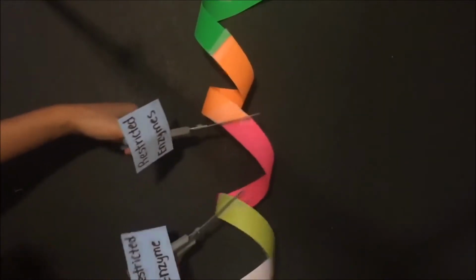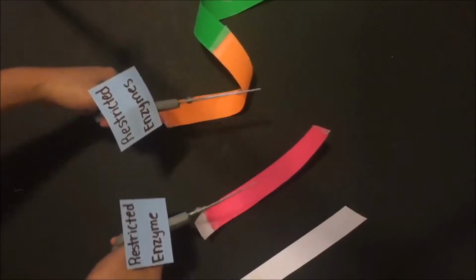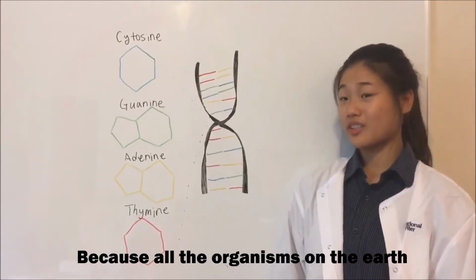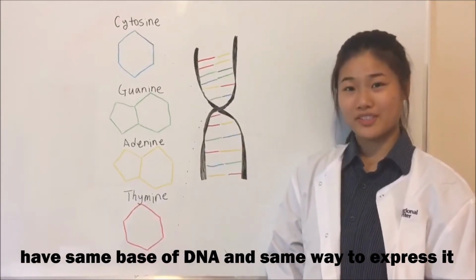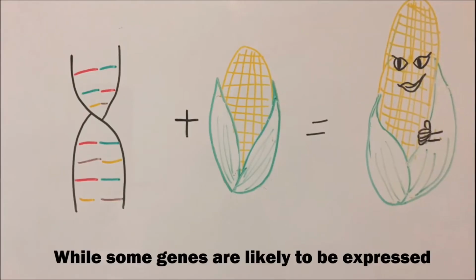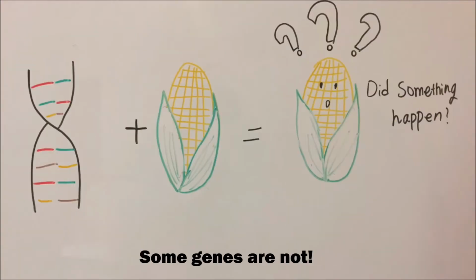Now, we have to isolate a sequence of genes that we're interested in from other organisms. Can we use all the genes from all the organisms? Theoretically, yes, because all the organisms on Earth have the same base of DNA and the same way to express it. But as species evolve differently, while some genes are likely to be expressed in certain organisms, some genes are not.